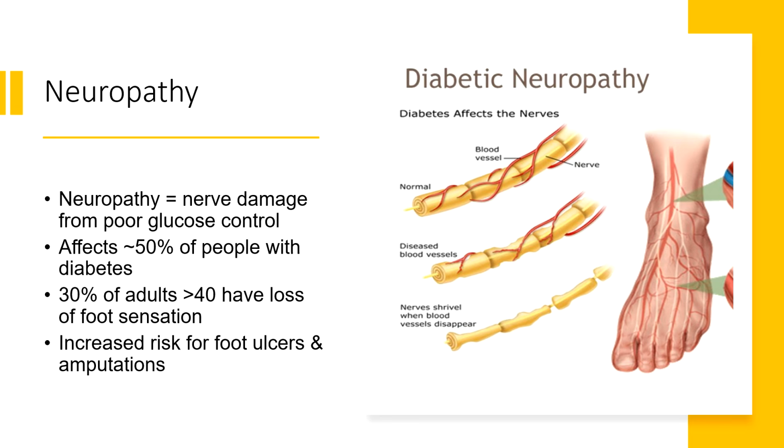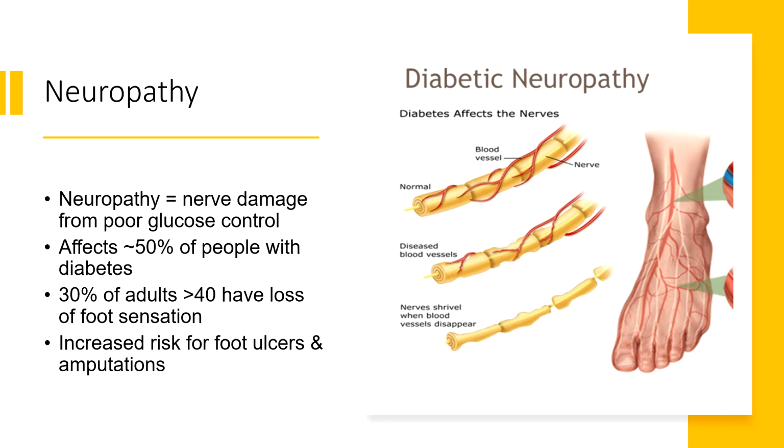Diabetic neuropathy is nerve damage caused by long-term poor blood glucose control, decreased blood supply to the nerves, and chemical changes in nerve cells. It is very common. About half of the people with diabetes develop some form of neuropathy. 30% of adults over 40 have reduced sensation in their feet, which greatly increases the risk for injury, infection, and amputation. That is why we do a lot of foot care teaching with these patients who have neuropathy.